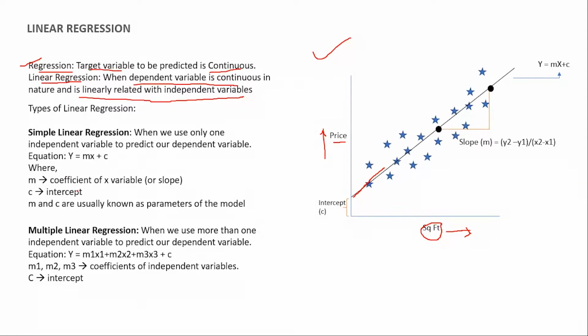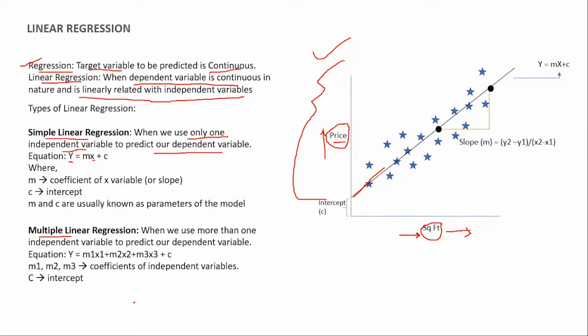Now there are mainly two types of linear regression. One is simple linear regression and another is multiple linear regression. In simple linear regression, we use only one independent variable to predict our dependent variable. So x is our one independent variable with the help of which we are predicting our y variable, that is our target variable. In this scenario, we have area as our independent variable with which we are predicting price, our target variable. So x will be area here and y will be your price.